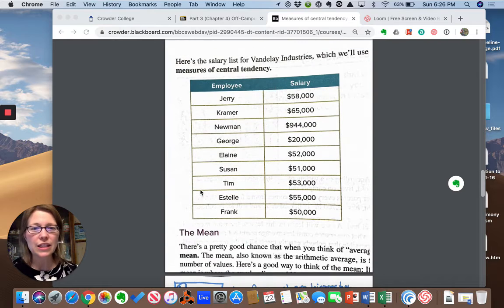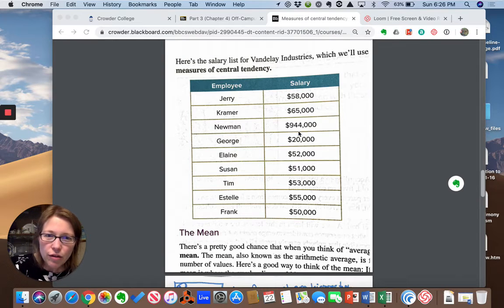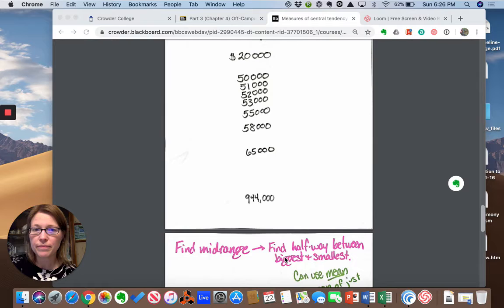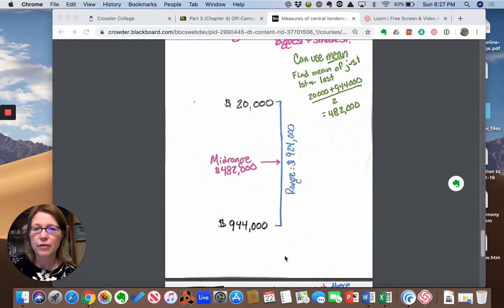But range, we take our biggest number, which in this case is 944,000, and then we look through, I think that one's our smallest. So when we're finding our range and mid-range, all we care about is the biggest one and the smallest one. We don't care about the stuff in the middle. The range is how far apart they are. So you just take biggest minus smallest, and there you go.